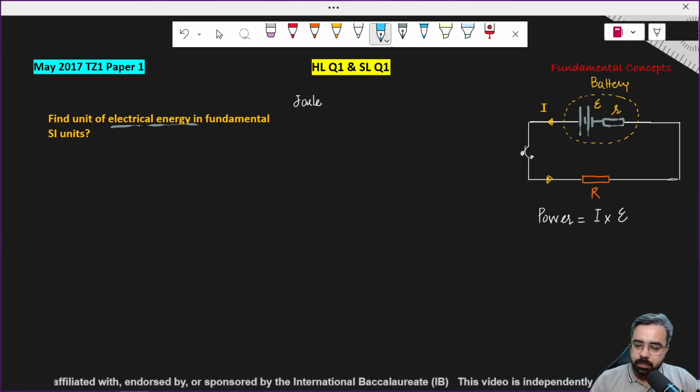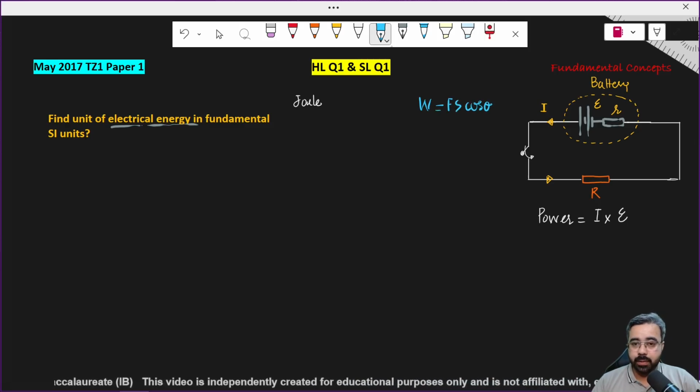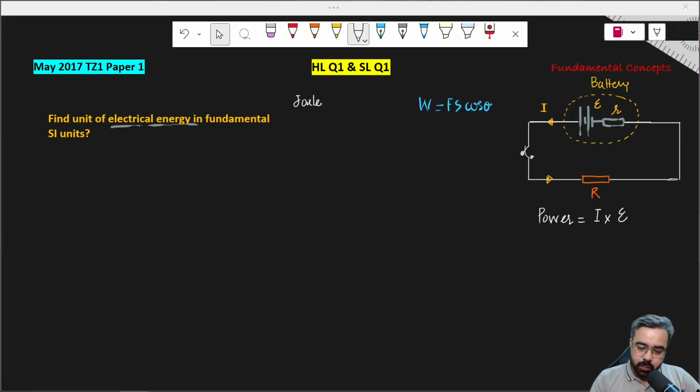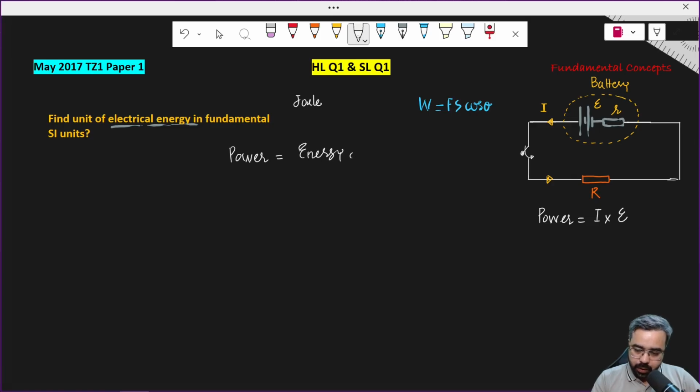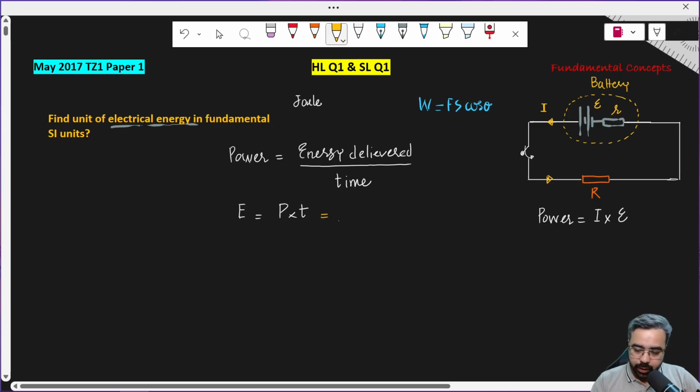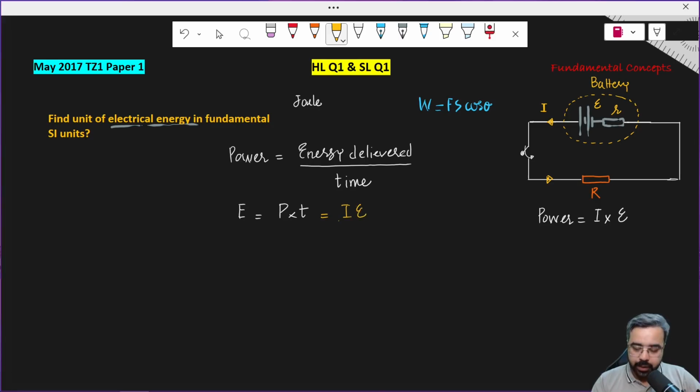You can use a simple equation W = Fs cos theta to find the unit of energy in terms of fundamental SI units, but we will take this specific circuit and its equation to find the final answer. Power is equal to the energy delivered to the circuit per unit time. So if you want to find the energy, you have to multiply the power by the time. Since the power in an electrical circuit is I multiplied by the EMF, the energy is I times EMF times time, so we will find the unit from this equation.